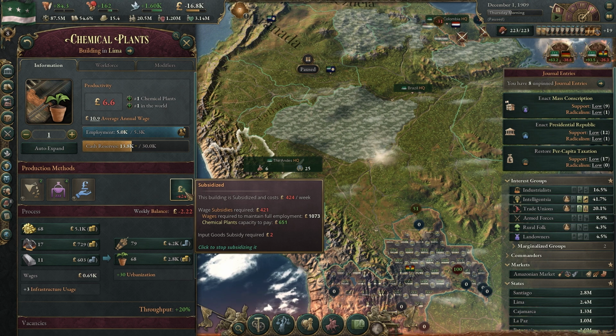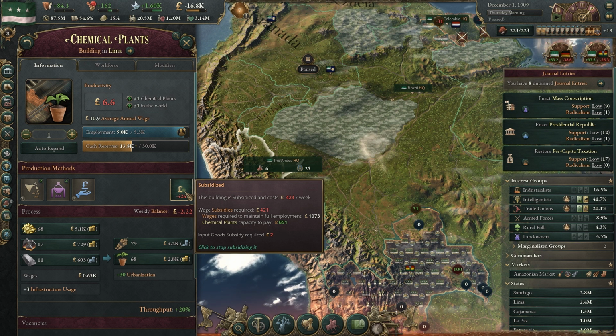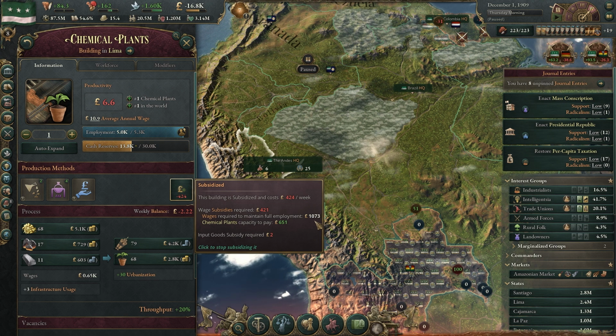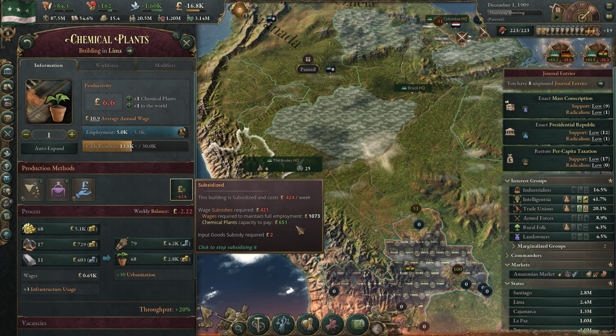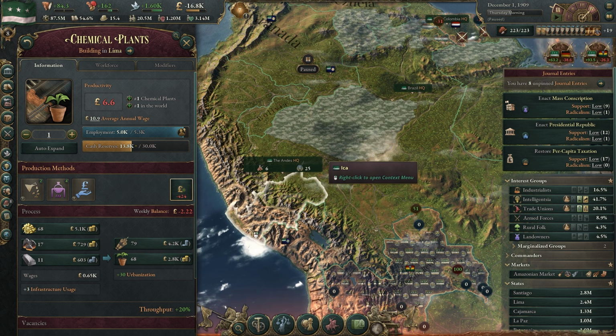Now, the government, we are paying a certain amount to this building, to this industry, so it could actually make sure that employment is always kept all the way to the top as best as possible. So pretty much paying for the wages. And you can see here we're actually paying the difference. So wages required to maintain full employment is 1,073 pounds. The chemical plant can pay 651. So we're going to pay the difference of 421, as well as a little bit for the inputs good subsidy. I guess we don't have quite enough, or things are so expensive that we're going to pay a little bit for that as well.